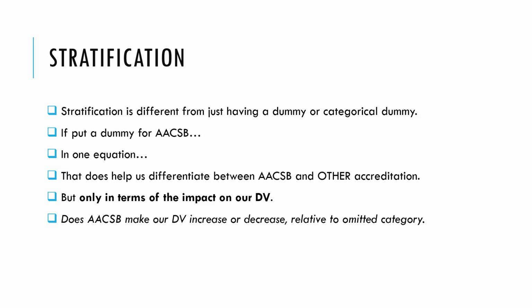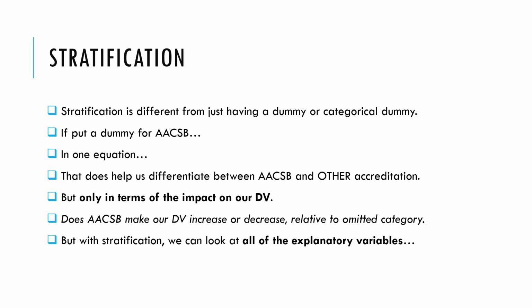I looked at a whole bunch of variables, right? So if I want to know, does AACSB make our dependent variable increase or decrease, our SAT score, for example, relative to the omitted category, I can just throw in a dummy variable. But again, that's not what I did. I wasn't looking at just the impact of AACSB on our dependent variable SAT score. When I stratified, we can look at all of the explanatory variables, right? I looked at age. I looked at, now I can't even remember what I looked at, but I have a variable for MBA. I can look at whether public has an impact that's different between the two.